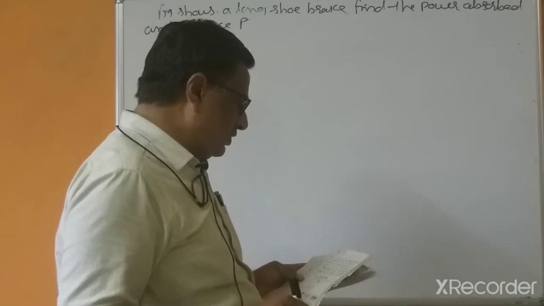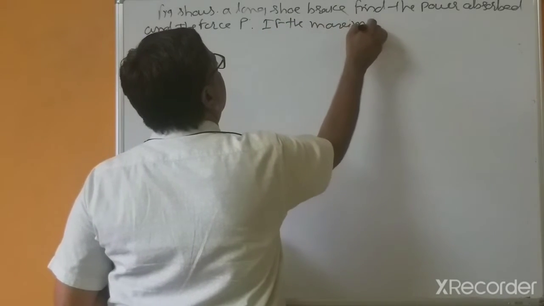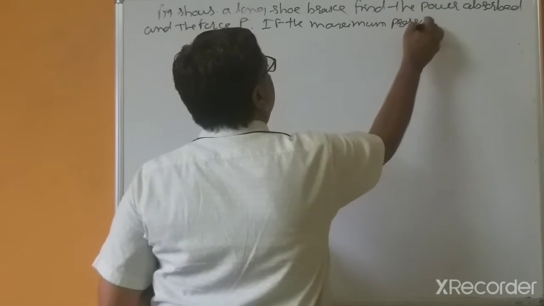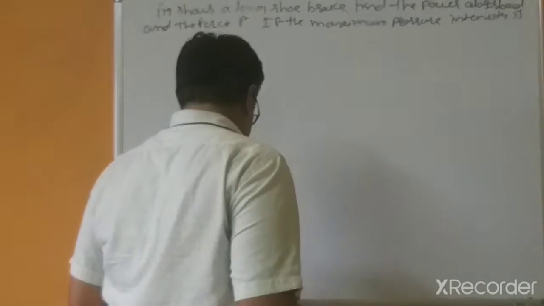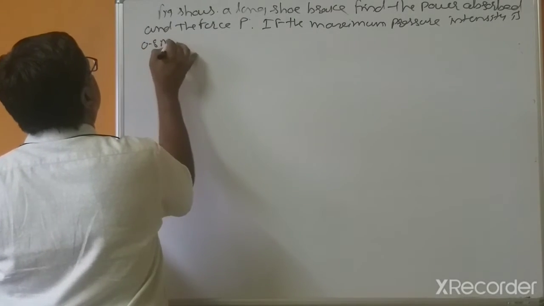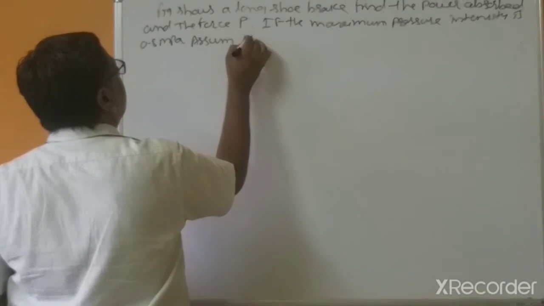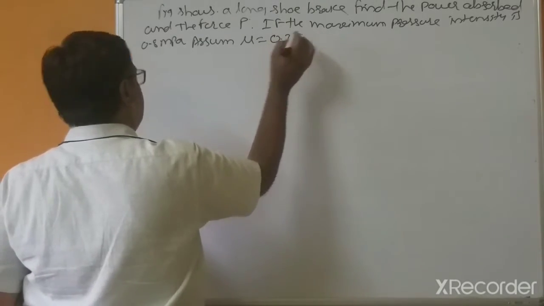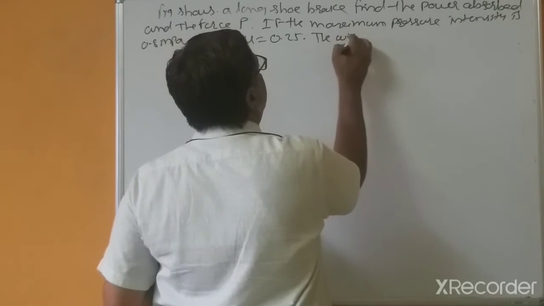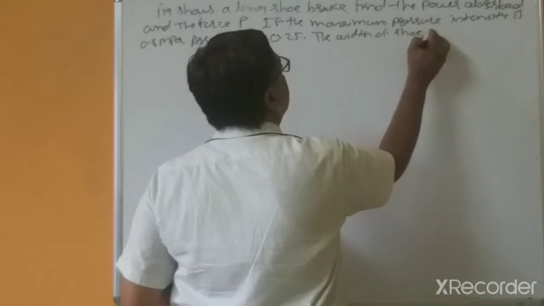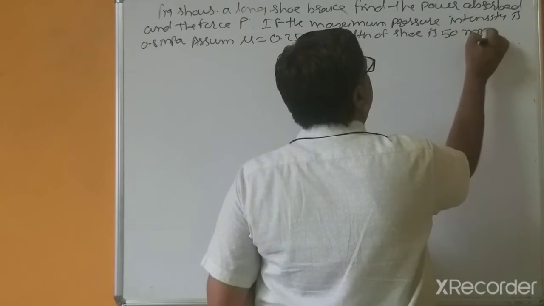If the maximum pressure intensity is 0.8 megapascal, assume mu equal to 0.25, and the width of the shoe is 50 mm.